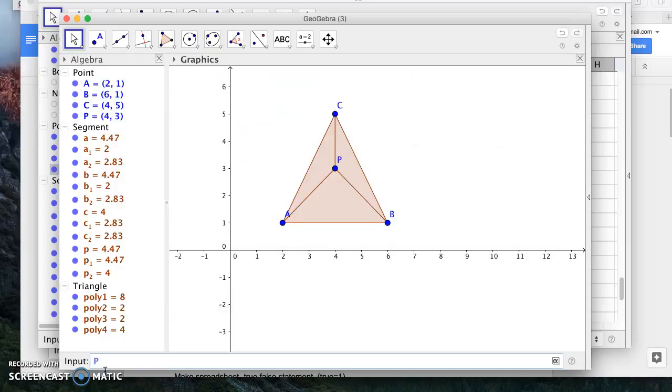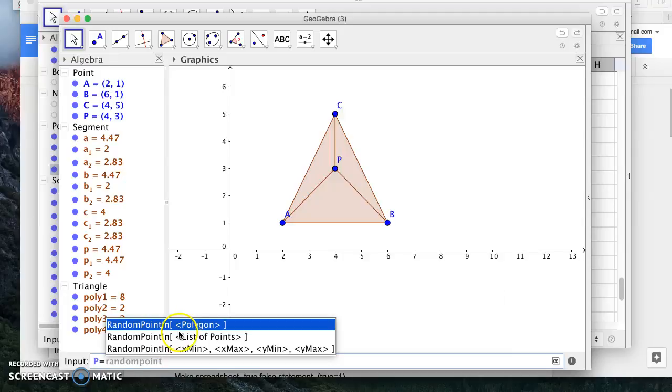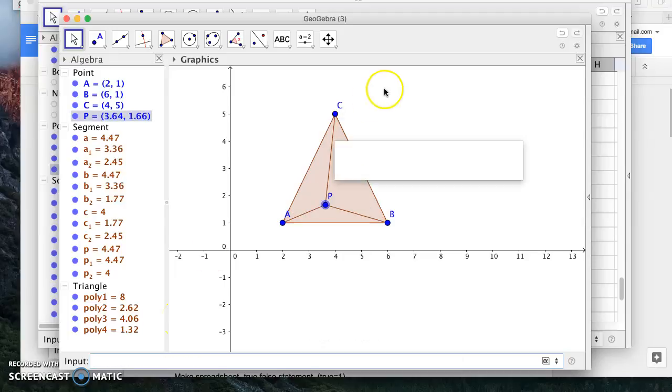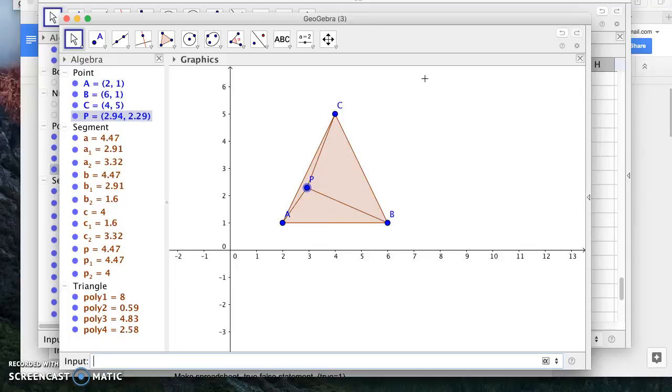I'm going to make point P equal a random point in the polygon. And I want it in this polygon, triangle ABC. So I'm going to type in poly 1, which refers to the triangle. And so there, if I now hit Command R multiple times, it gives me different points where P is in the triangle.